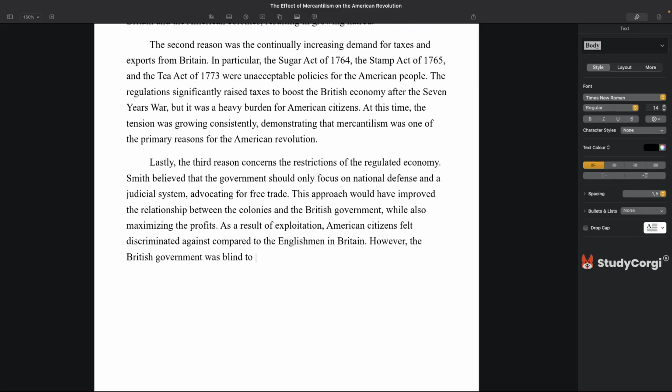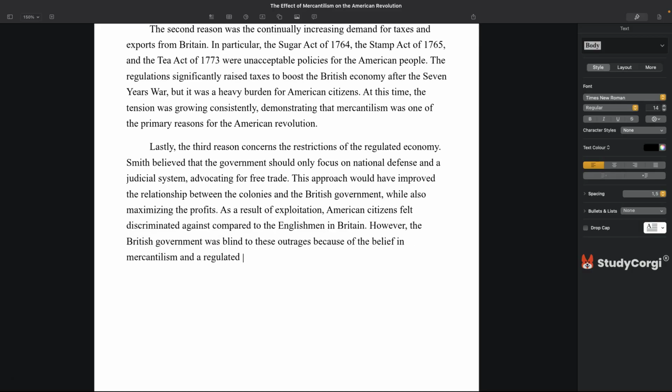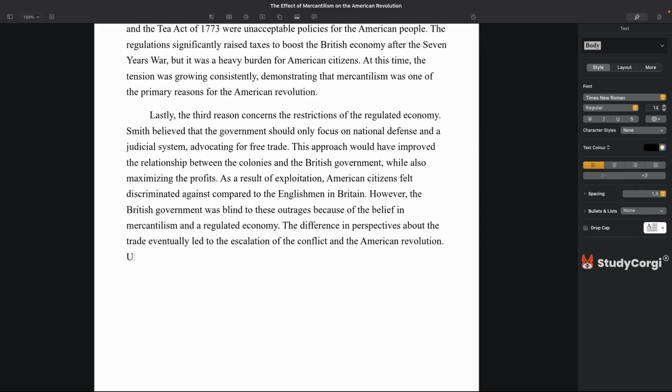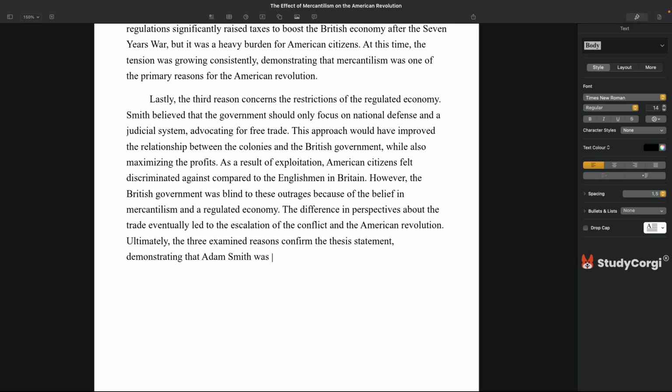However, the British government was blind to these outrages because of the belief in mercantilism and a regulated economy. The difference in perspectives about the trade eventually led to the escalation of the conflict and the American Revolution. Ultimately, the three examined reasons confirmed the thesis statement, demonstrating that Adam Smith was correct in his analysis of mercantilism.